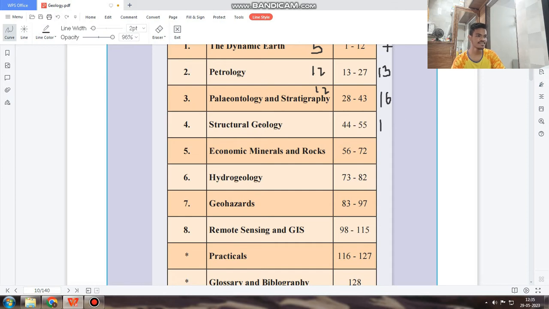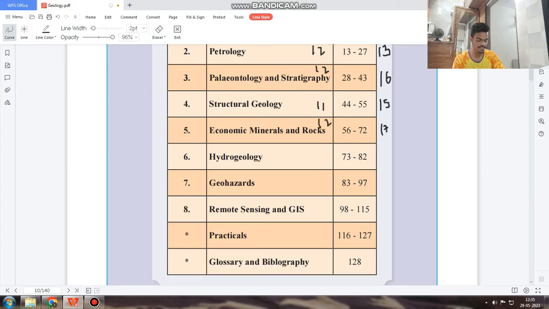Paleontology and stratigraphy, the next chapter, with option is 16 marks and without option is 12 marks. Structural geology, with option is 15 marks and without option is 11 marks. Economic minerals and rocks, the 5th chapter, is 17 marks with option and 12 marks without option.